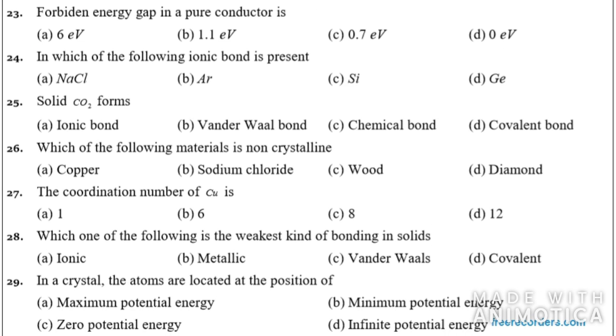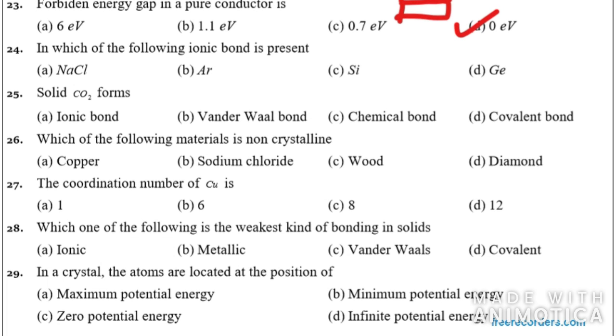Forbidden energy gap in a pure conductor is. So for a pure conductor, it's not 6 electron volt. 1.1 is not there. A pure conductor actually has 0 electron volt because the valence band and the conduction band overlap each other, or they are having 0 electron volt.